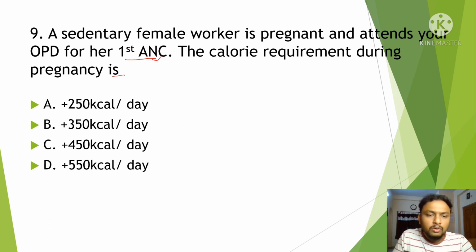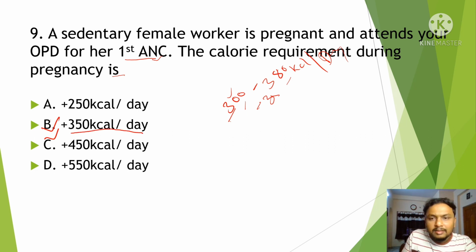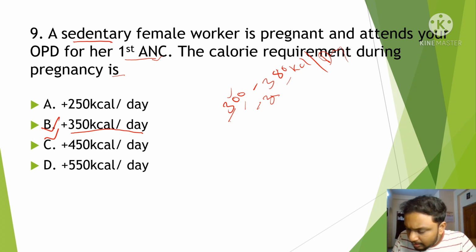Your option should be between 300 to 380 kilocalories per day. If you get a 300 option, it is somewhat less, but still okay. And if you get 380, any answer in between is also okay. So here your option is plus 350 kilocalories per day for a sedentary female at her first antenatal checkup. So her dietary calorie requirement is plus 350 kilocalories per day. That is your answer.